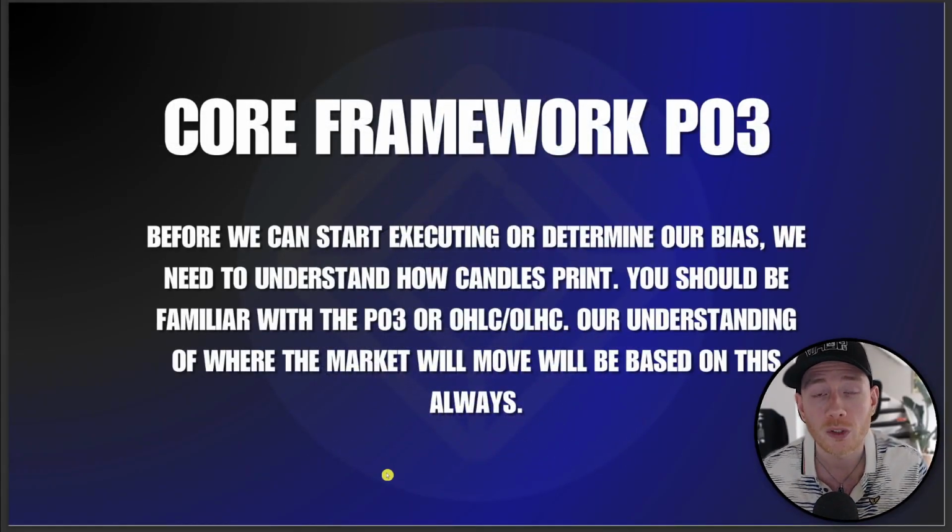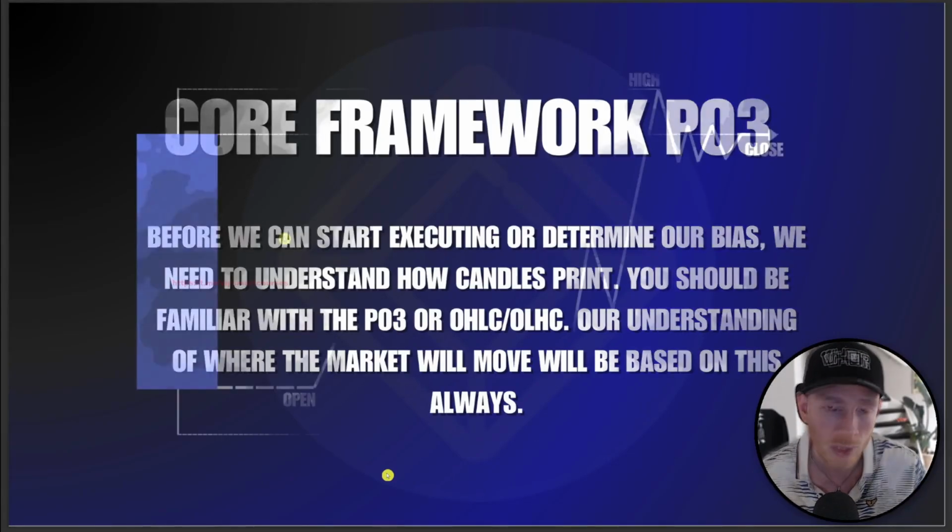So we're starting off with the power of 3, right? This is going to be our core framework. And before we start executing or determine our bias, we need to understand actually how those candlesticks are printing, right? Are they opening, going lower and then higher and then closing, or vice versa? You should be familiar with the power of 3. And if not, then I'm going to break it down in a few schematics later on with examples on the charts as well. And our understanding of where the market will move will be based on this concept always.